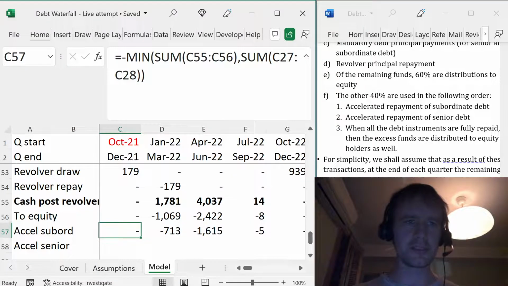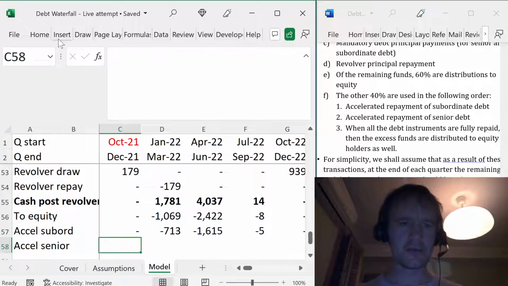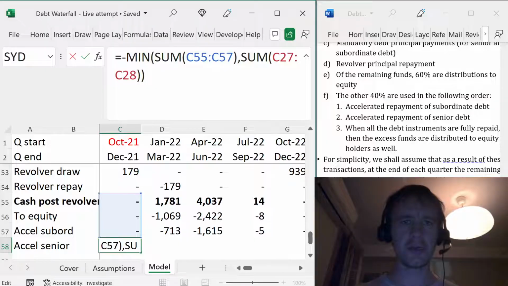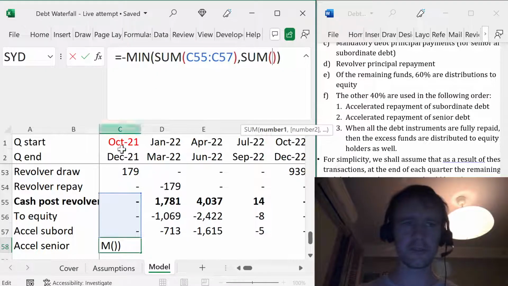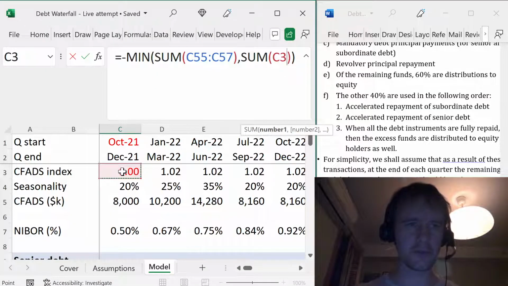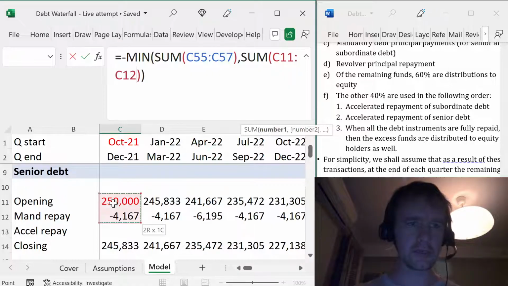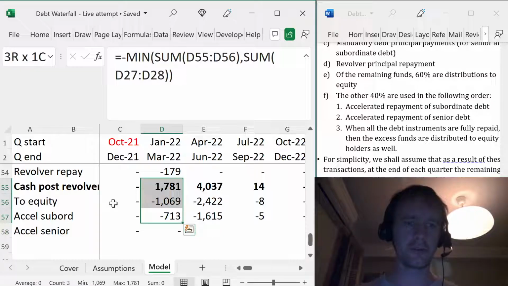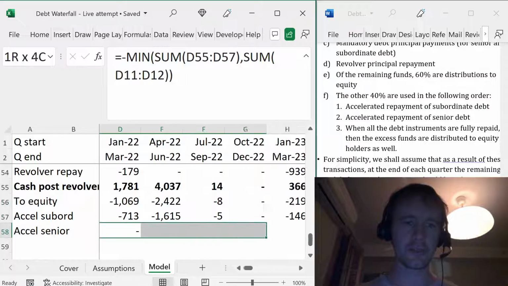And again, it's basically the same thing as this, except now we're going to take away whatever's already been spent on accelerating the subordination, and we're going to reference this to the senior debt instead of the subordinate. The senior debt is up here, so it's that plus the mandatory. So there's nothing there, and here you can see we've already spent all the money on that, and that should continue to be the case.